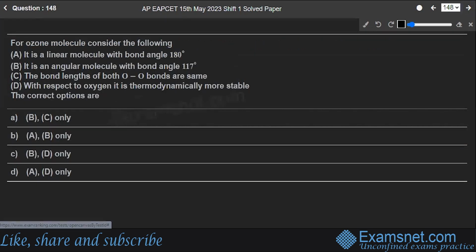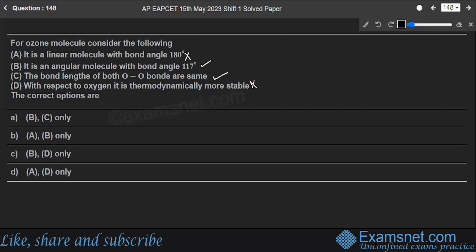Hope you got that. Next is question number 148, for the ozone molecule. Consider the following. A, it is a linear molecule with bond angle of 180. B says it's an angular molecule with the bond angle of 117. Then C, bond lengths of both O-O bonds are the same. D, with respect to oxygen, it is thermodynamically more stable. All right. So first thing, it's a linear molecule with a bond angle of 180. This is wrong. Ozone has an angular shape with an angle of 117 degrees. It's an angular molecule with a bond angle of 117 degrees, and both the O-O bonds are equal. And with respect to oxygen, it is less stable. So this one is wrong.